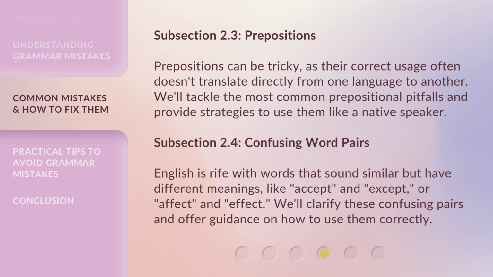Subsection 2.4. Confusing word pairs. English is rife with words that sound similar but have different meanings, like except and accept, or affect and effect. We'll clarify these confusing pairs and offer guidance on how to use them correctly.